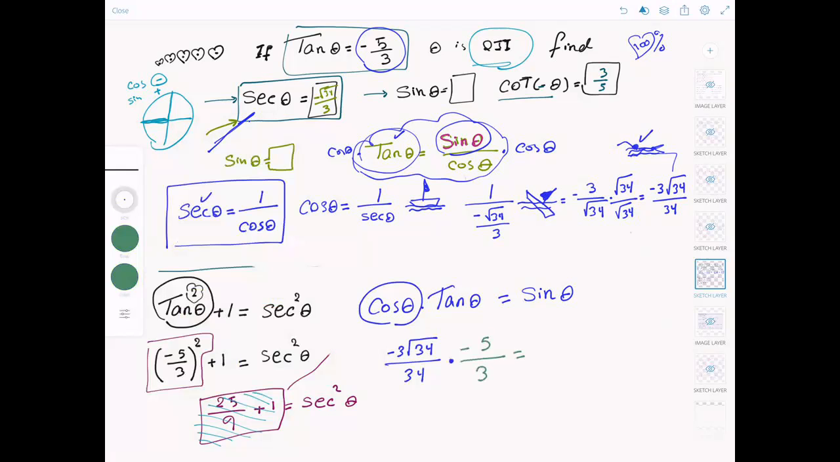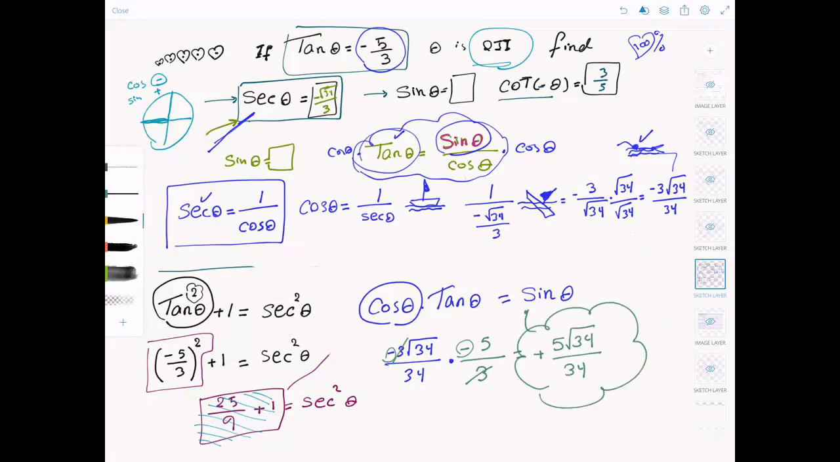If I multiply these two, I get the answer. This 3 and that 3 will cancel. Negative gives me positive, and that's it. You will get 5 root 34 over 34. This is sine of theta. Any question? No questions. I think I get it now.